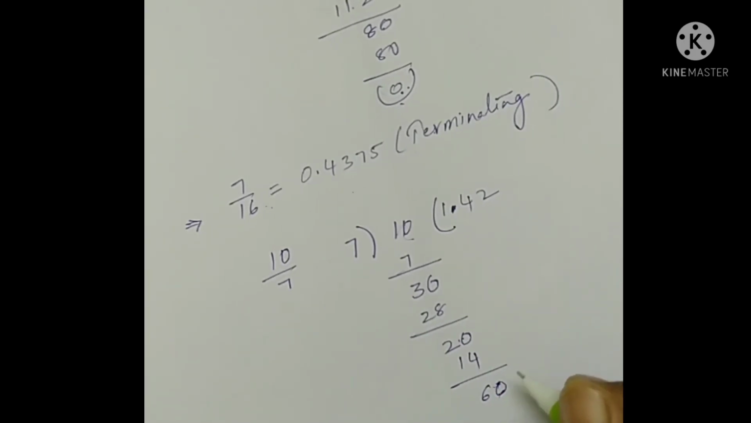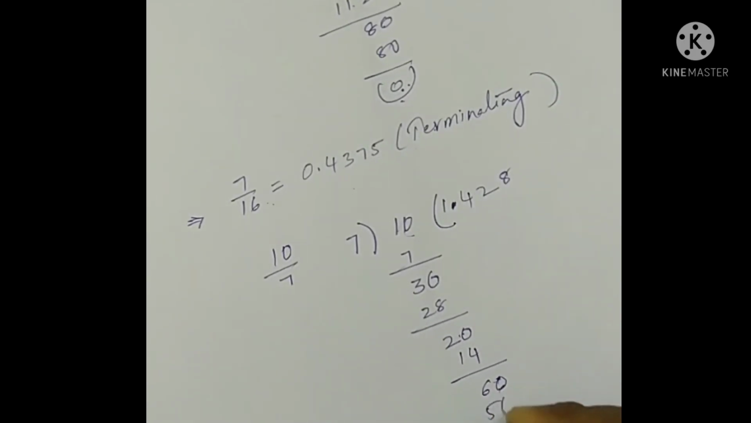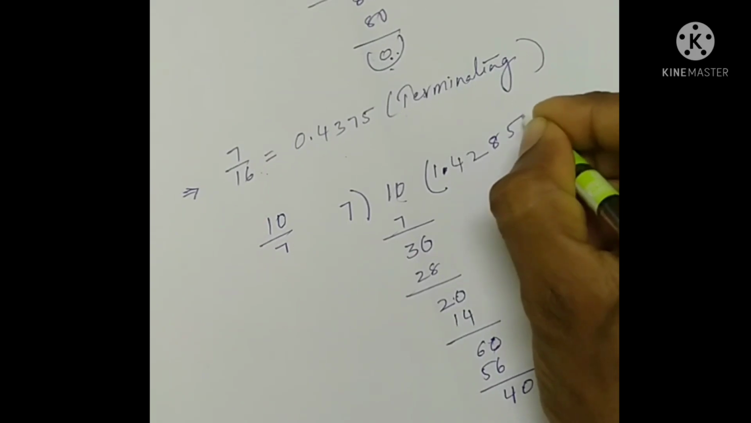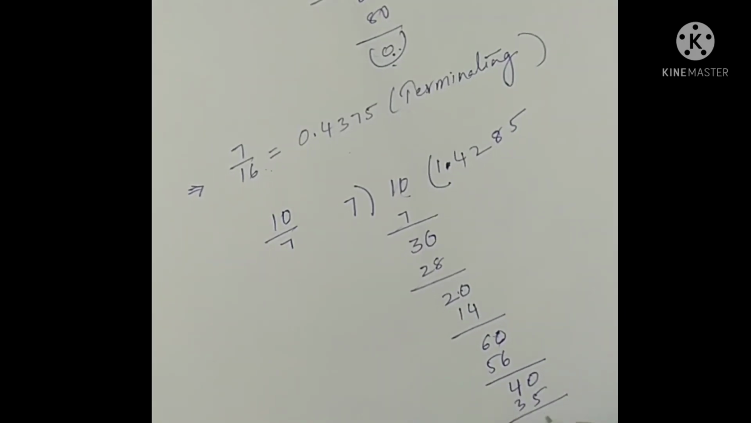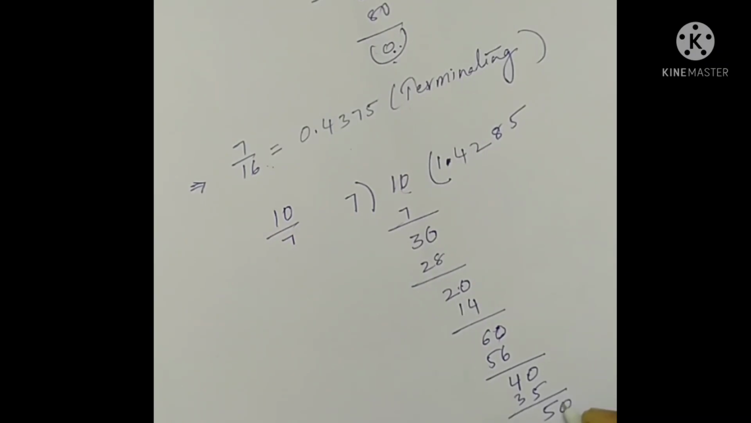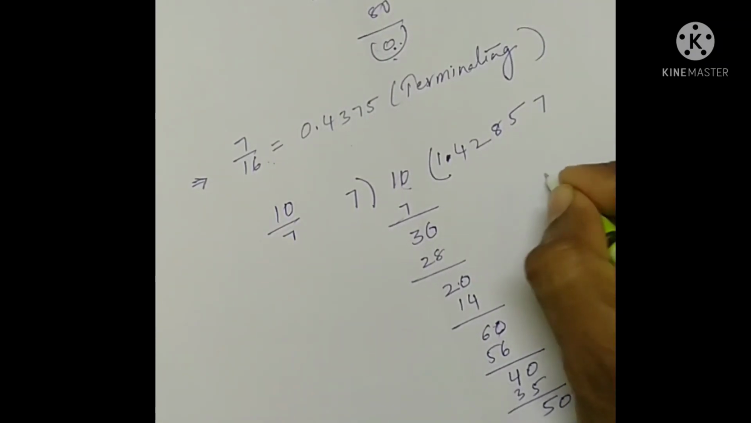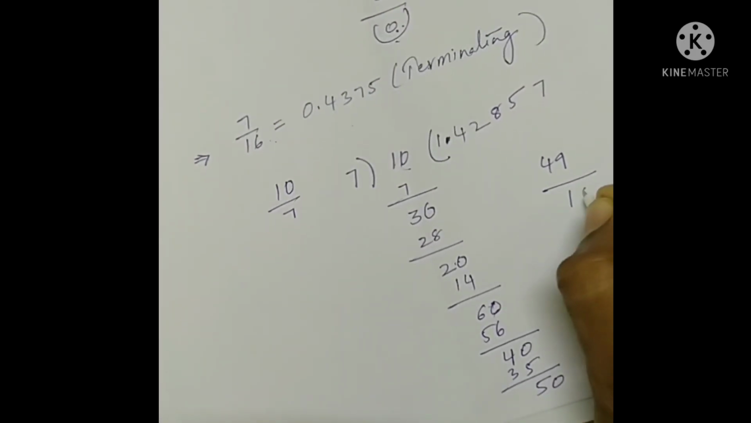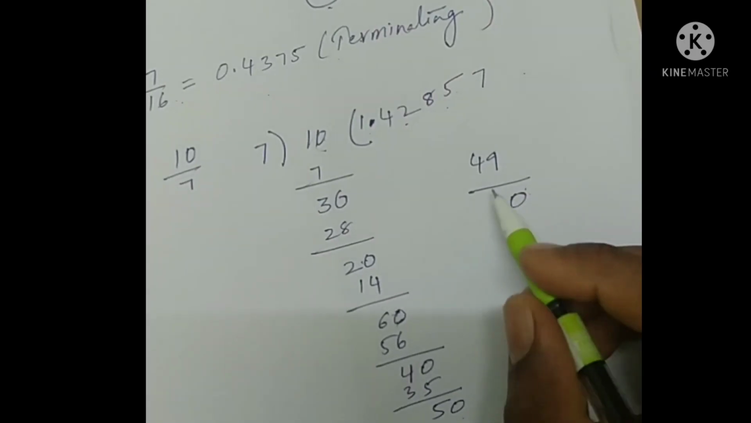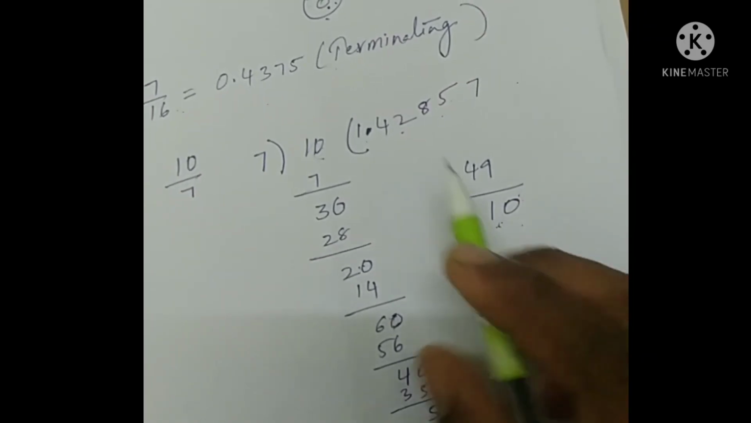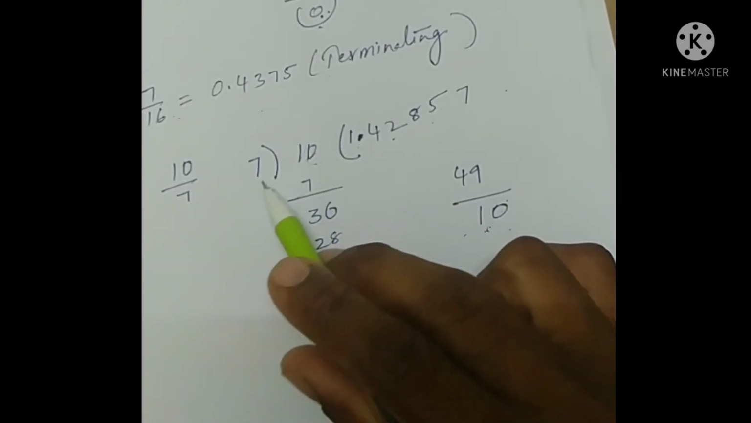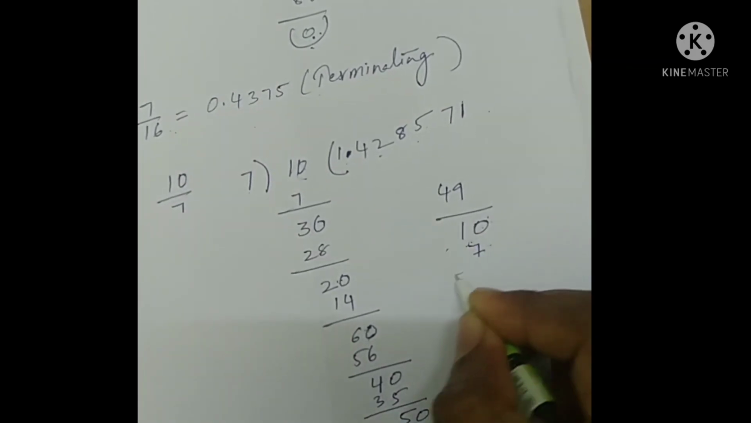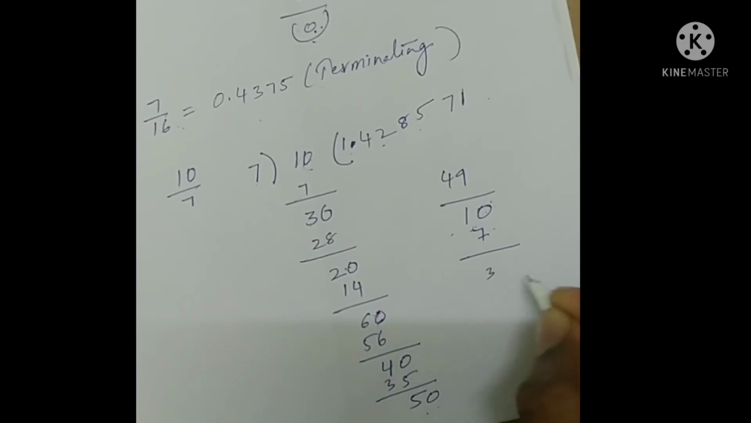So 7 eights are 56. Result is 4, 0. So 7 fives are 35. So that is equals to 5, 0. 7 sevens are 49. 50 minus 49, result is 1, 0. So here 50 minus 49 is equals to 1. So 0.0. Here is also 7. 7 ones are 7. So that is equals to 3, 0.